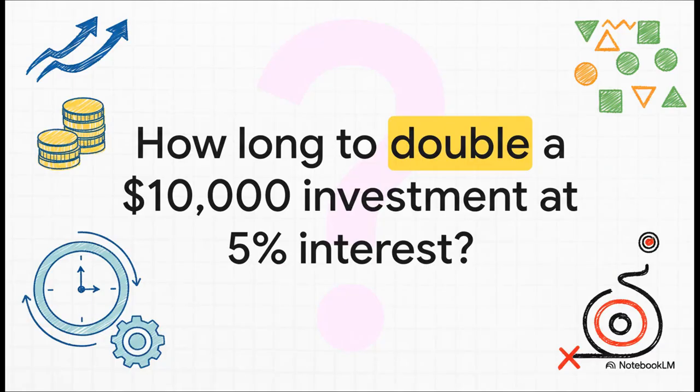So, to really get why loops are so critical, let's tackle a real-world problem. Imagine you invest $10,000 in an account that earns 5% interest every year. The big question is, how many years is it going to take to double your money? I mean, we could sit here and calculate it year by year, but that is exactly the kind of repetitive chore a computer was born to do.